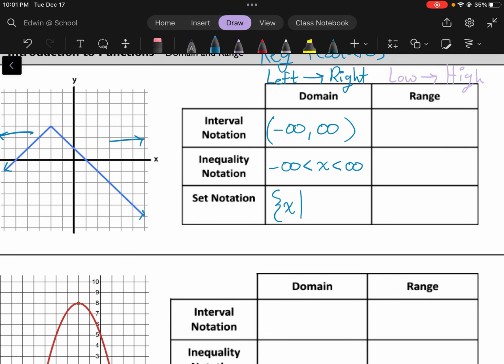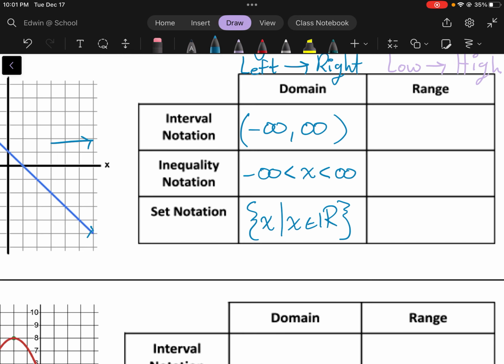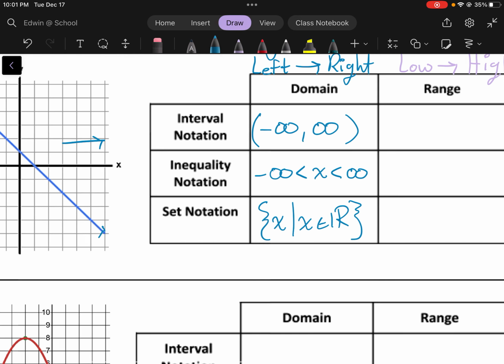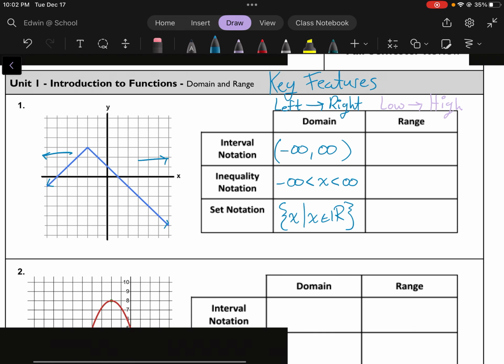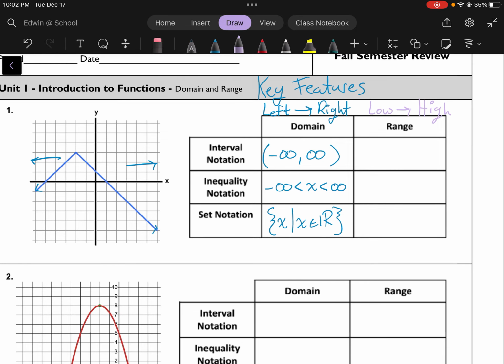Now for set notation, that's the one that looks like this. x such that x is a part of all real numbers. So those curly brackets define a set. And a set can be anything. But specifically, we're talking about x values, which is normally domain. And that little symbol specifically means we're talking about all real numbers, which is all the numbers pretty much.